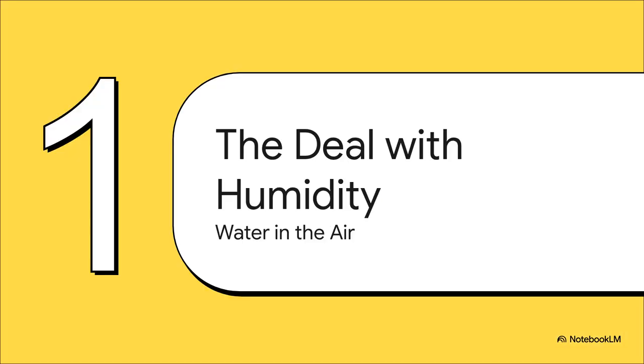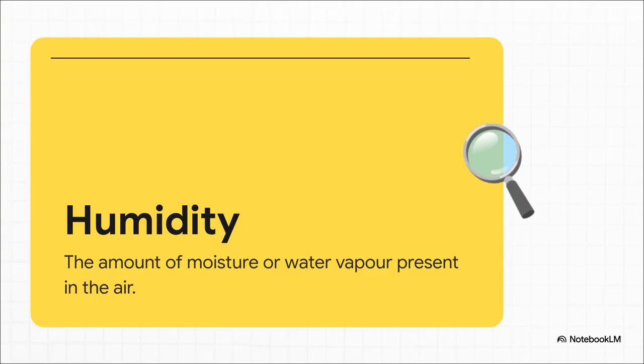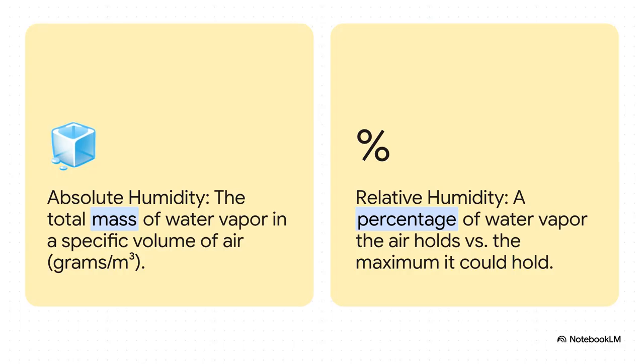First up, let's talk about that invisible element you can definitely feel on a hot, sticky summer day: humidity. At its most basic, humidity is just the amount of water vapor hanging out in the air. But how we measure that vapor is what really matters for predicting the weather. And this is where we have to make a key distinction. You've got absolute humidity, which is just a raw measurement. But the one we really care about for weather is relative humidity, or RH.